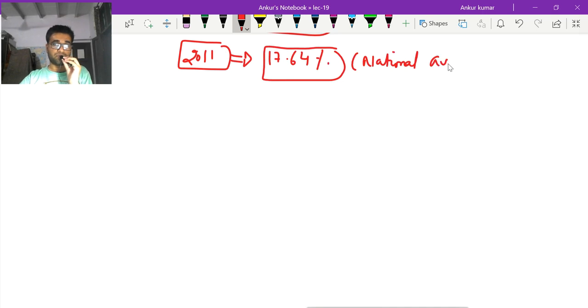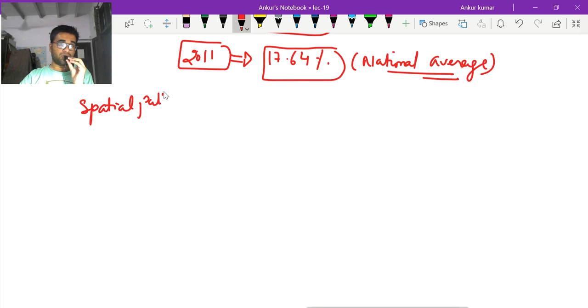This was a national average. Okay, but this was not uniform. So the different regions had different population growth. So on the spatial pattern, if you analyze, this was the temporal pattern which we mentioned earlier.